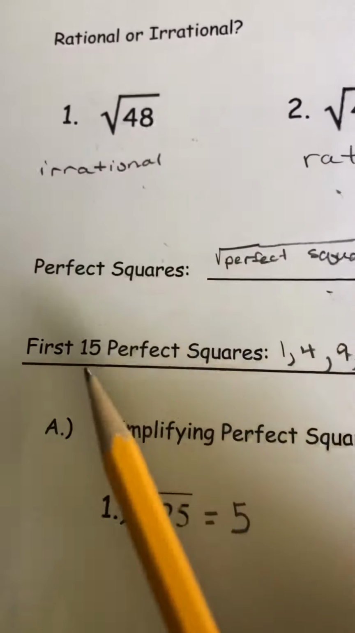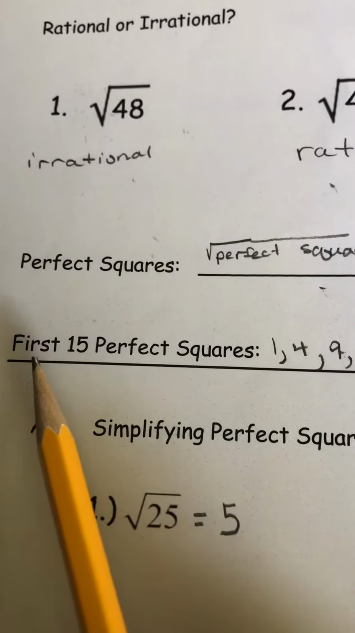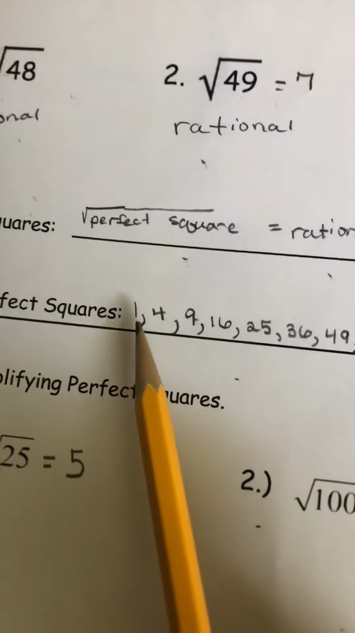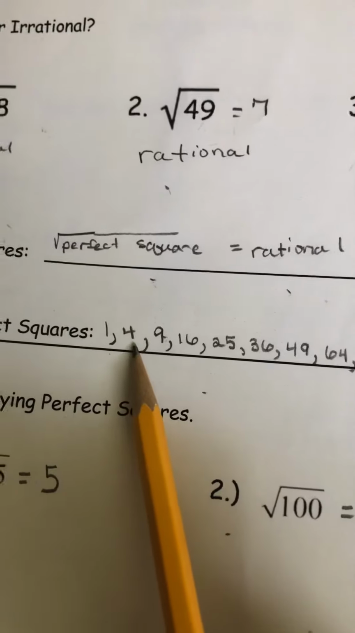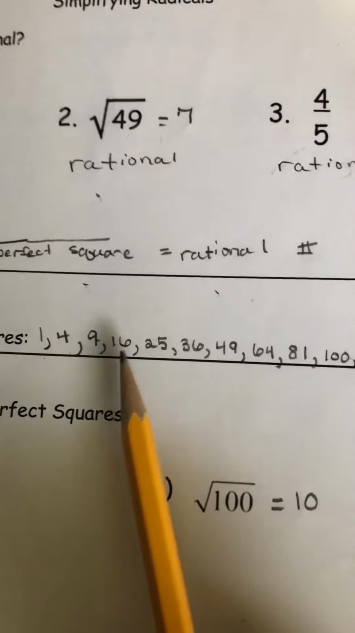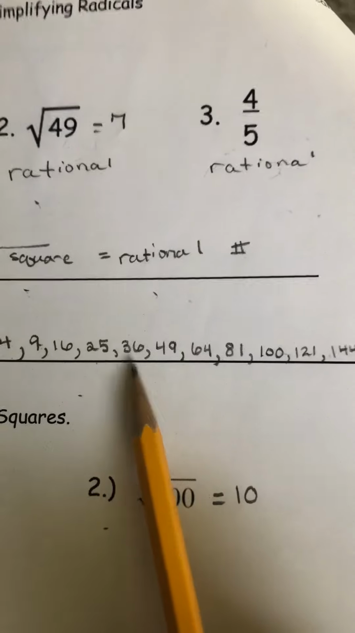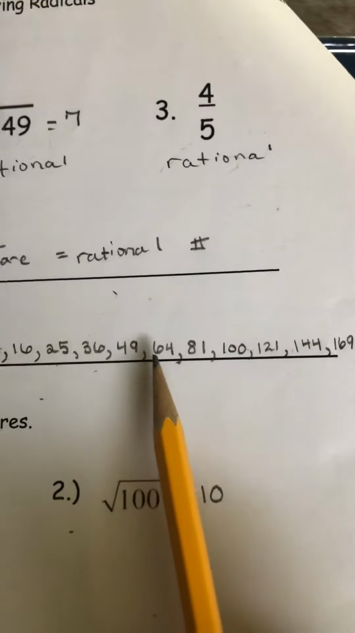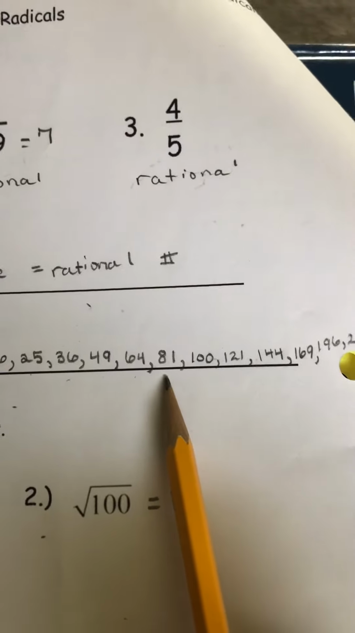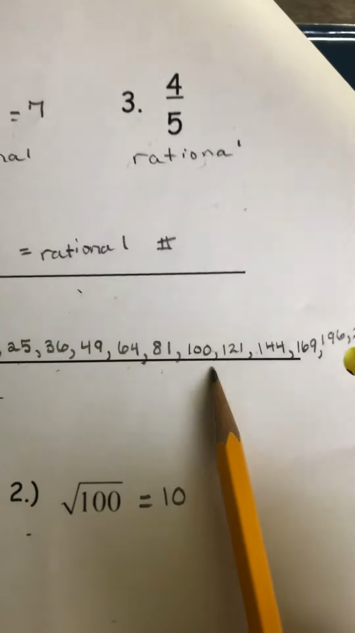And you might remember the first, well, it was a very short week, but that week in March that we were last together, we listed perfect squares. And there was a reason why we list these perfect squares. 1 times 1 is 1. 2 times 2 is 4. 3 times 3 is 9. 4 times 4 is 16. 5 times 5 is 25. 6 times 6 is 36. 7 times 7 is 49. 8 times 8 is 64. 9 times 9, 9 squared is 81. 10 times 10, 10 squared is 100.